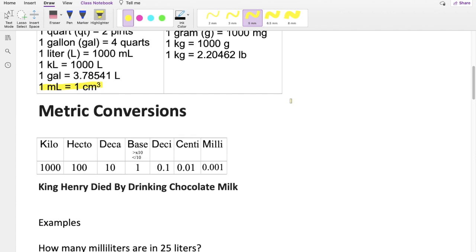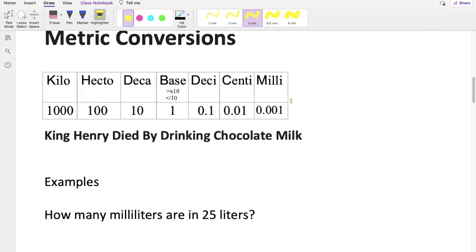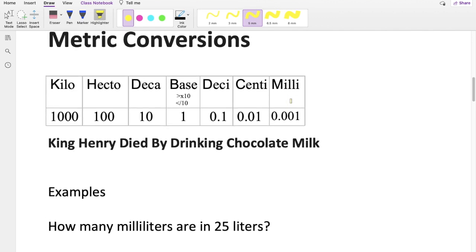So metric conversion. The metric system is great because you can quickly convert between different units. So the acronym to help memorize this conversion is King Henry died by drinking chocolate milk. So each of these initials stands for the first letter of the prefix of the metric system. So the prefixes being kilo, hecto, deca, base.